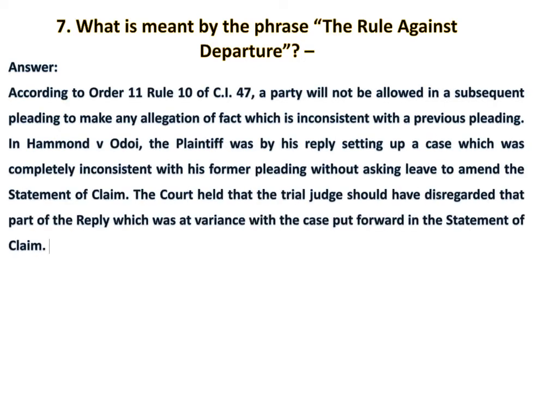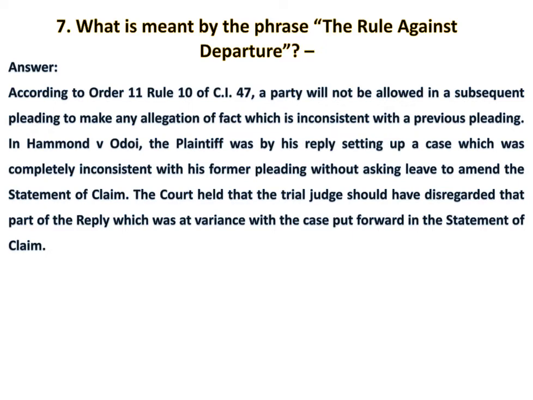According to Order 11 Rule 10 of the CI 47, a party will not be allowed in a subsequent pleading to make any allegation of fact which is inconsistent with the previous pleading. Critical words you must mention: a party will not be allowed in a subsequent pleading. So there must be an earlier pleading, and we are referring to the subsequent pleading. You must always make sure you mention a subsequent pleading and the previous pleading.